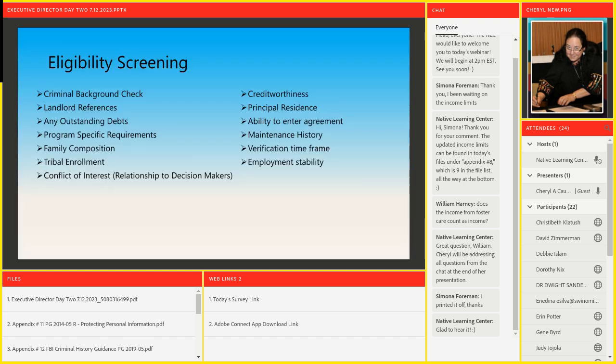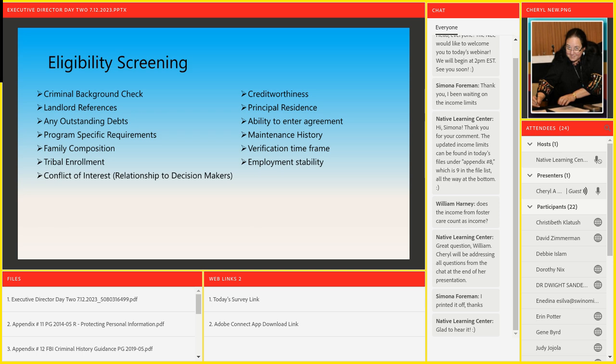Your other points of eligibility. Are you going to run a criminal background check? This is another thing. If you're going to run it on one, you run it on all. Okay, you can't pick and choose. That's not fair. Landlord references, any outstanding debts, program-specific requirements, family composition, tribal enrollment, conflict of interest, the relationship to your decision makers, their credit worthiness. Is it going to be a principal residence? Do they have the ability to enter into an agreement? What's their maintenance history? Have they trashed your houses before?